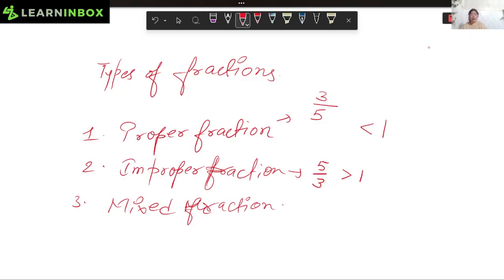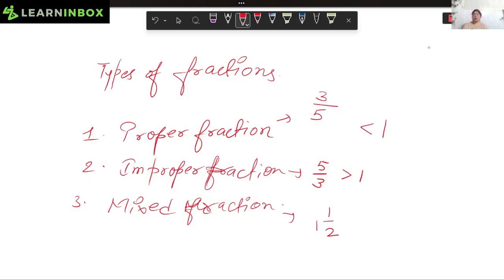And the mixed fraction. Till now you have seen fractions like this, but in the case of a mixed fraction, it will be written as 1 and 1 by 2. That means this part shows that one whole and some extra part will be there. So 1 whole and 1 by 2 is the mixed fraction. This is called the mixed fraction.